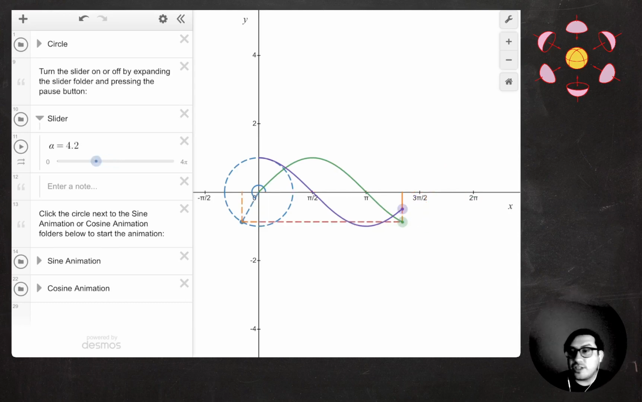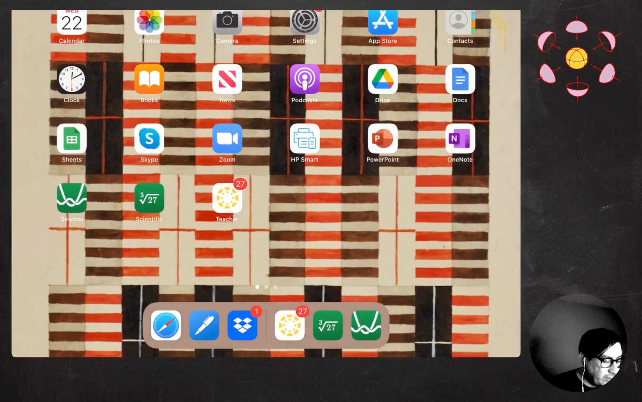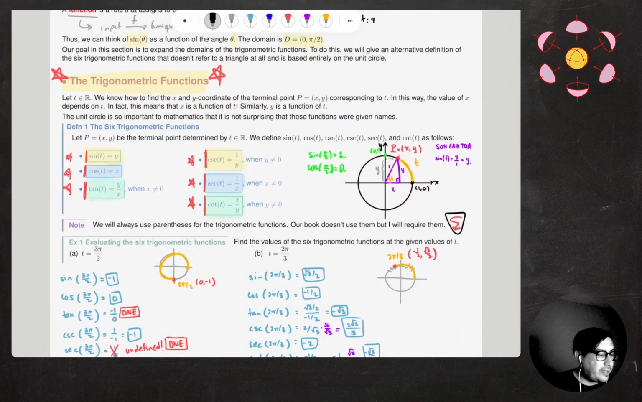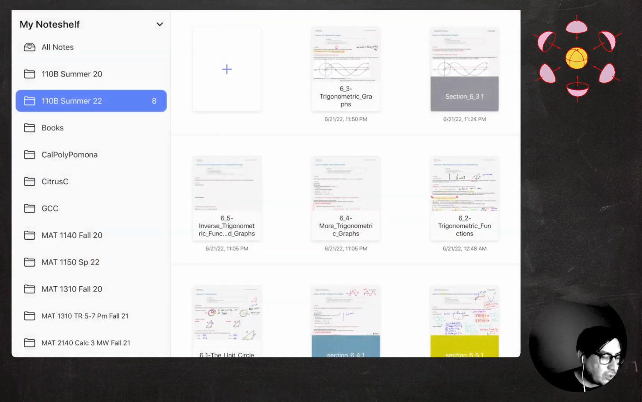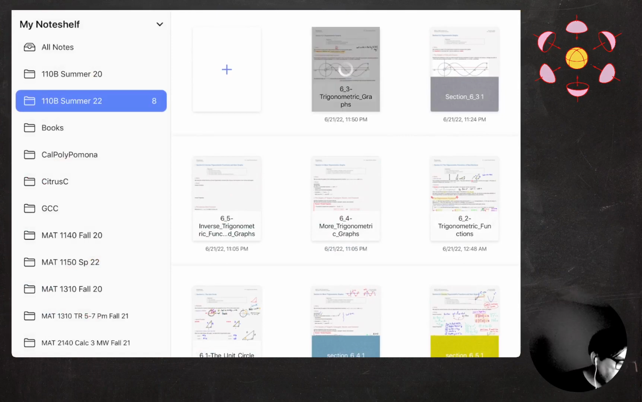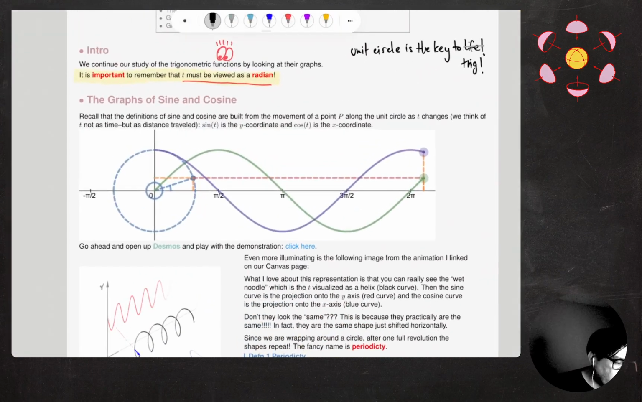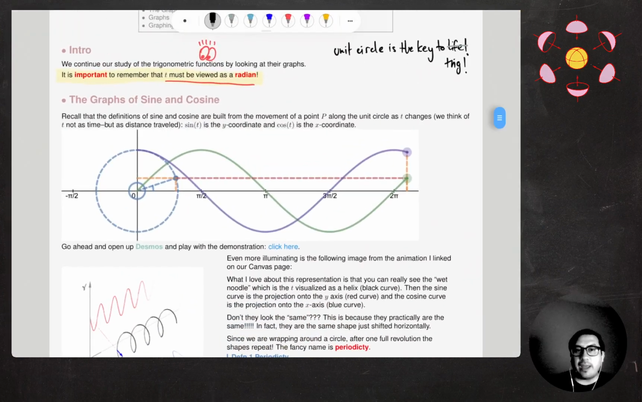All right, so in a nutshell, those are your sine and cosine functions, but we're going to break it down into a lot of detail. All right, so let's go to our 6-3 notes here. Again, you can see that in these notes, there's a link to the demonstration so that you can look at it yourself.